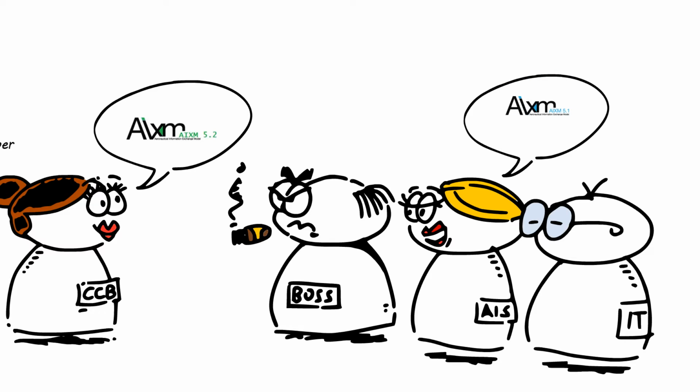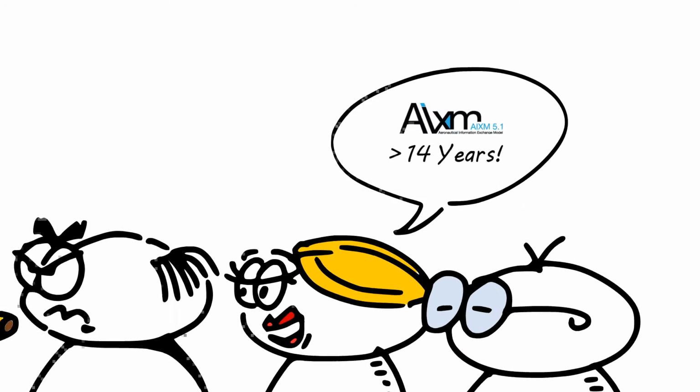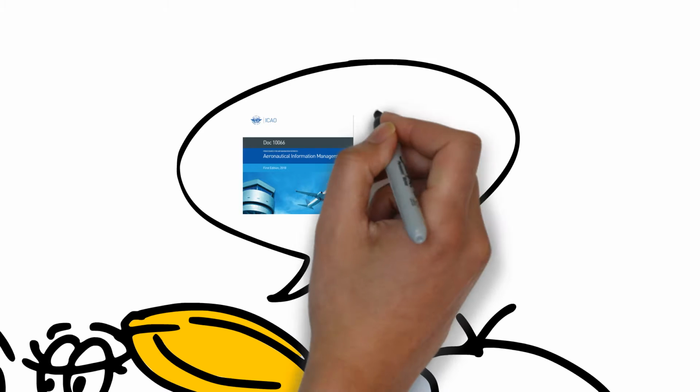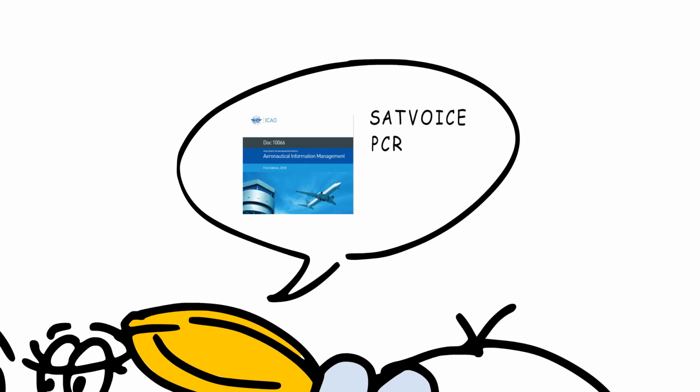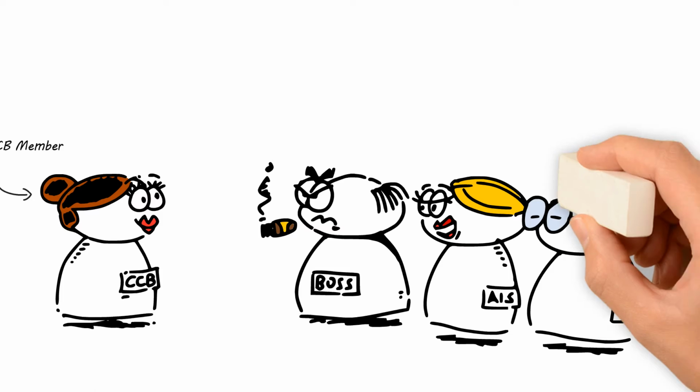Well, the previous version, AIXM 5.1, was released 14 years ago. A lot of things have changed in the meantime in the aeronautical information world. I'm just thinking about the provision of Annex 15 and PANS-AIM, such as the implementation of SATVOIS, the new concept of pavement classification rating, or the procedure design criteria and charting requirements to support performance-based navigation. Let's hear what it is all about.